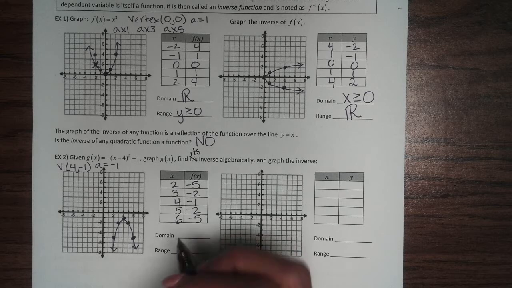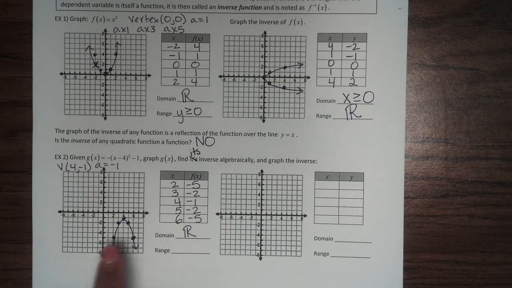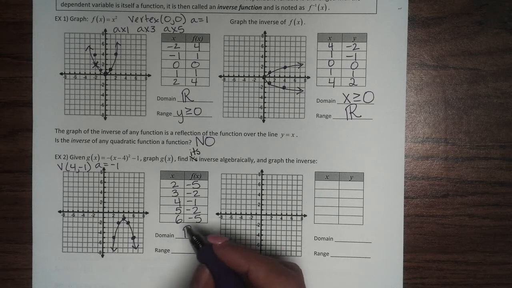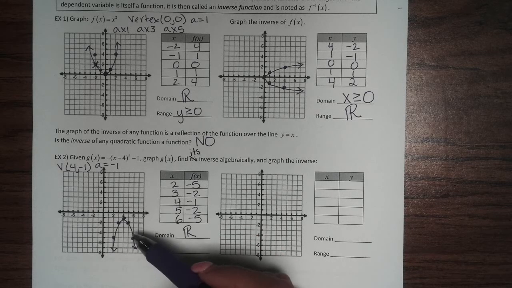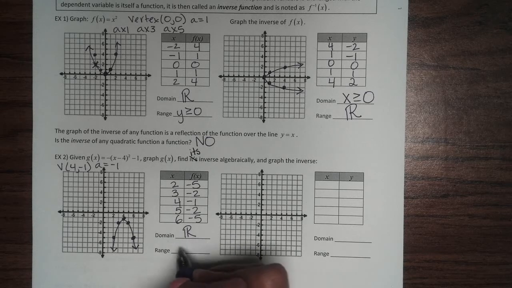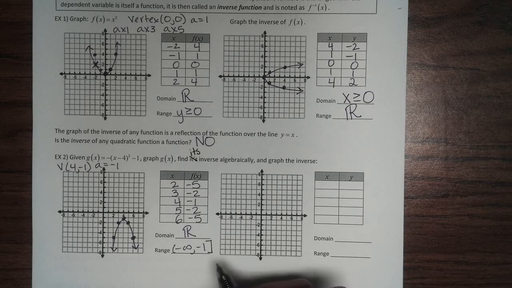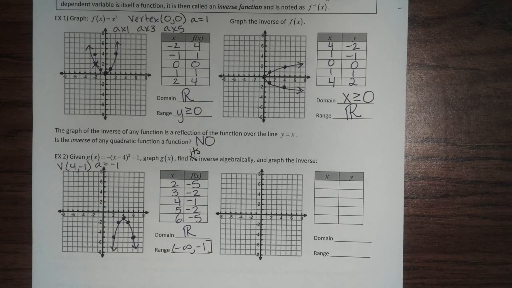Looks right. The domain is always all real numbers for parabolas, or for vertical parabolas. Here the range is restricted to -infinity to -1. You can write it like that if you want to, or you can just put y is less than or equal to -1. Either one's correct.